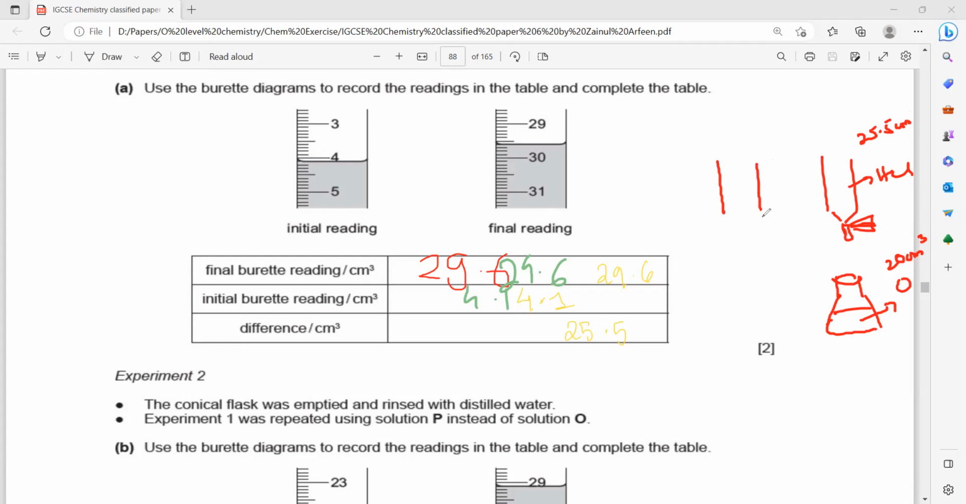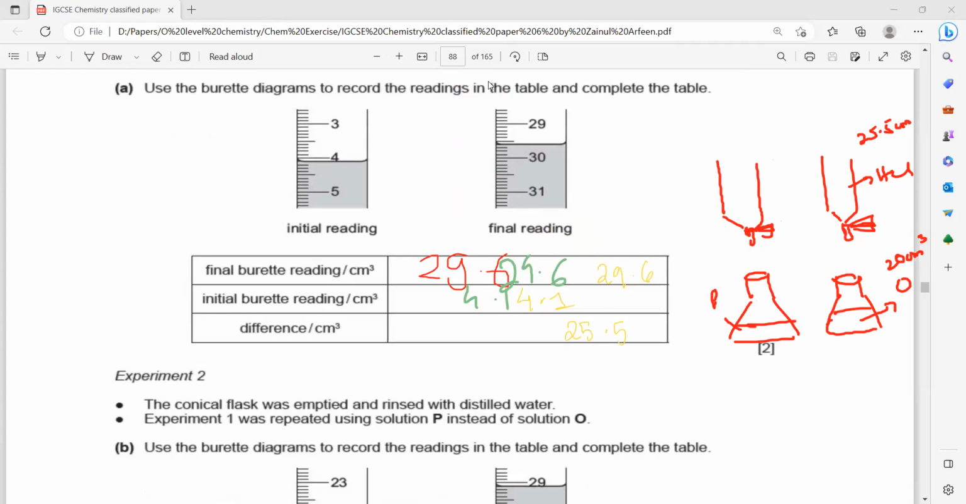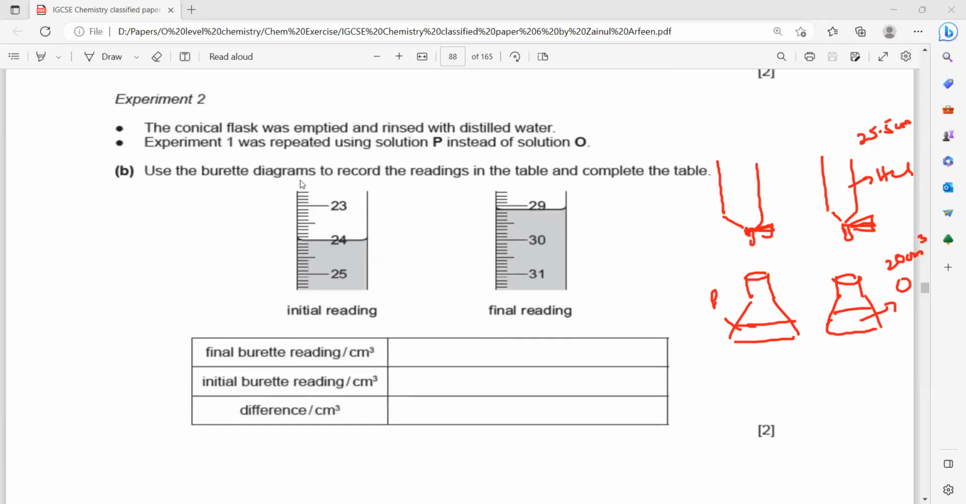Then he did the second experiment. He again filled the burette with hydrochloric acid, and then a conical flask is filled with solution P. Because O and P are both solutions of sodium hydroxide, but they have different concentrations, they required a different volume for a complete reaction. So experiment 2 was repeated using a burette reading. State the final burette and the initial burette and the difference.